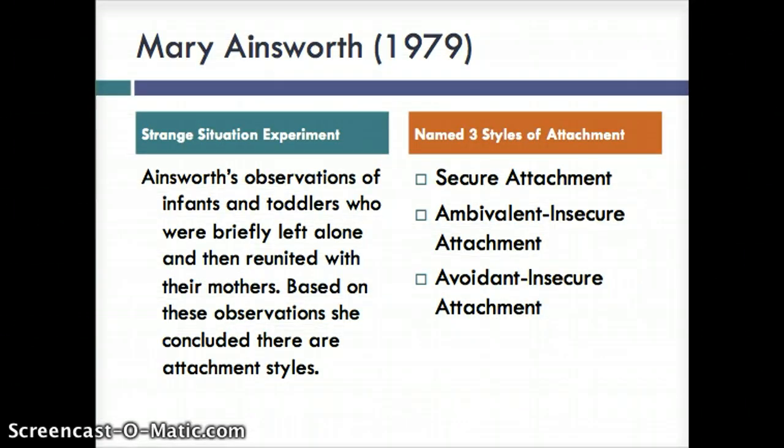Mary Ainsworth is another researcher who studied attachment. She's the one that did the strange situation experiment. Her observations of infants and toddlers who were left alone briefly and then reunited with their mothers gave her the idea of attachment styles. Ainsworth named 3 styles of attachment. They are secure attachment, ambivalent insecure attachment, and avoidant insecure attachment.